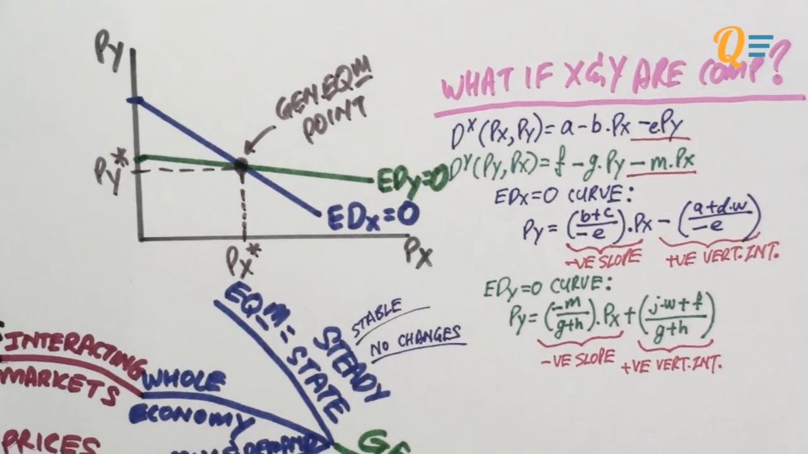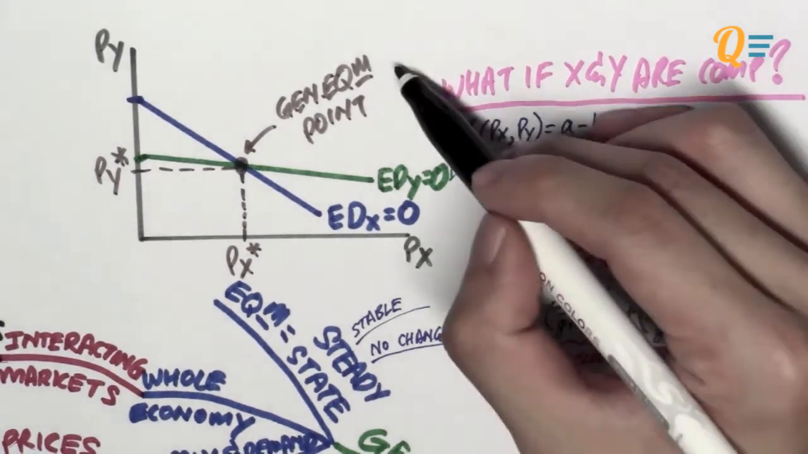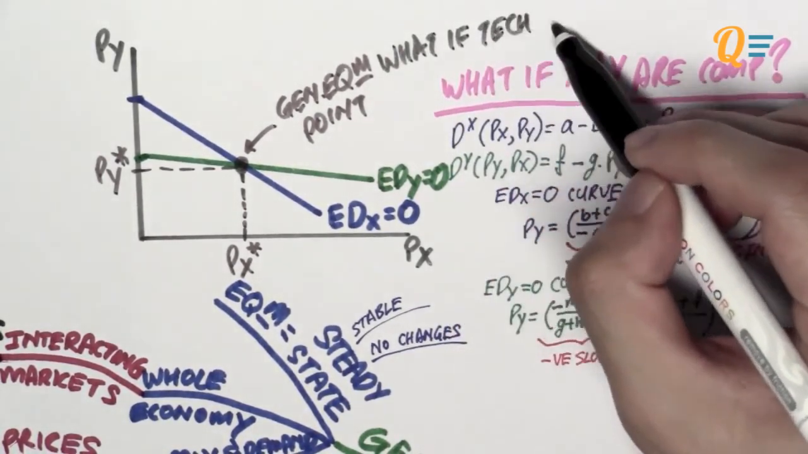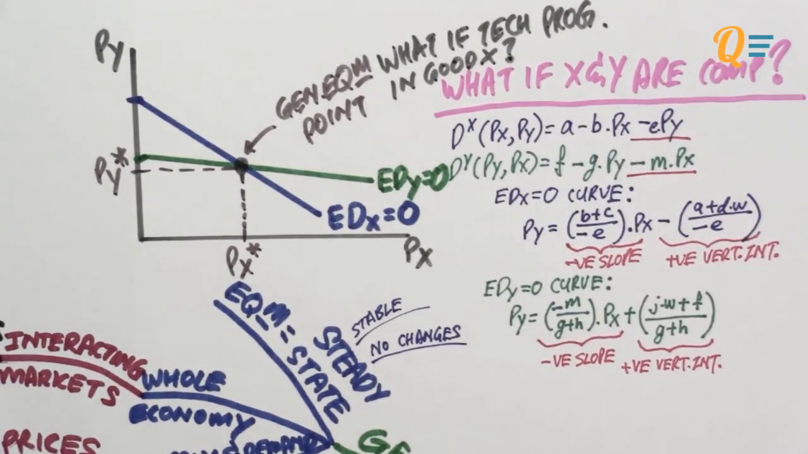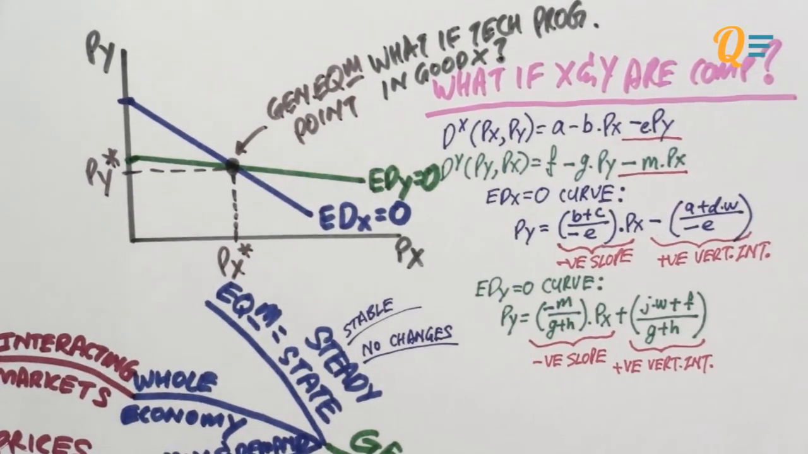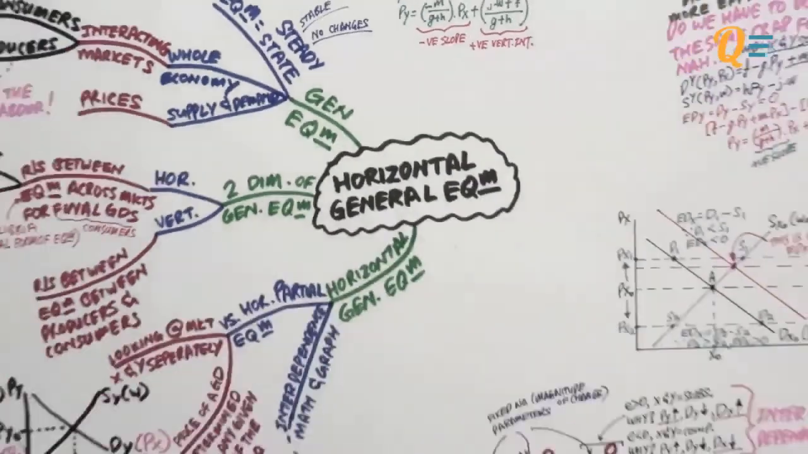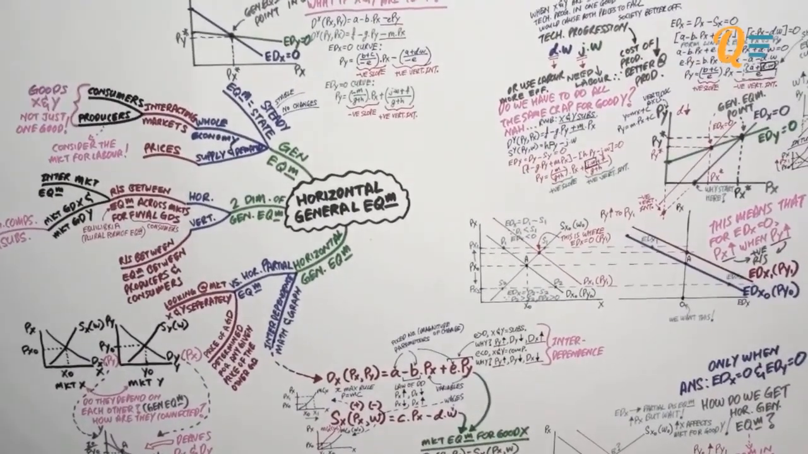Now I want you to ask yourself. We've seen this in the case whereby x and y are substitutes. I want you to try and ask yourself, what would happen if there was technological progression in good x when x and y are complements? Use the way that I came up with the conclusion previously.